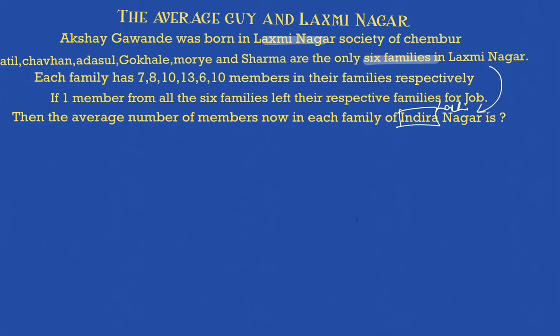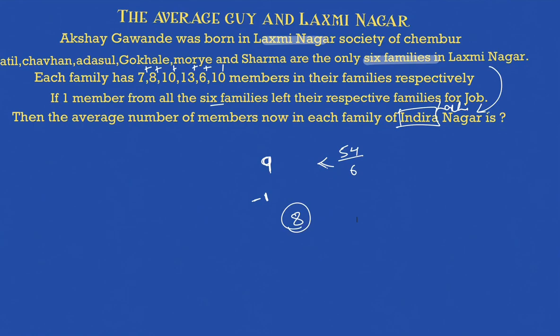So how will you solve this? Initially you got the average as 9. How did you do that? Add all of them and divide that by 6. So you got the average as 9. Now one member from all the 6 families left, so the average will reduce by 1. 9 minus 1, the new average will be 8, and that's it. That's how you reach your answer, because you're subtracting 1 from each one of them, right?